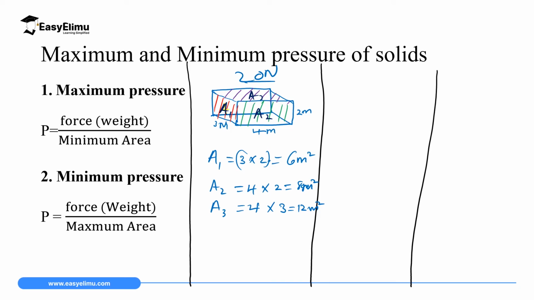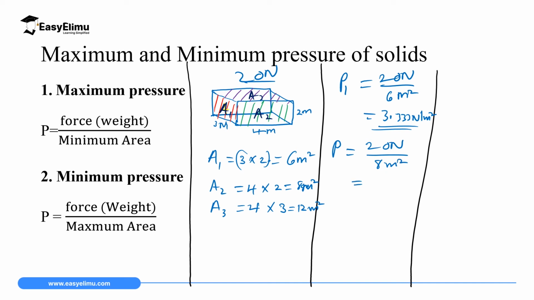So if this body, let's say it is exerting a force of 20 newtons to the surface, then we can have 3 types of pressures. Pressure 1 using area 1, so pressure 1 will be 20 newtons over area 1, which is 6 square meter. So in this case, we will have 3.333 newtons per square meter. That is pressure 1. Pressure 2, we can calculate it as, since the body is the same, it is exerting the same force, 20 newtons over 8 square meter, which is going to give us 2.5 newtons per square meter. Then this is pressure 2.